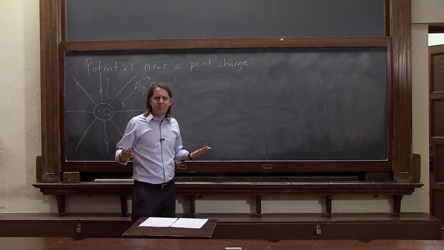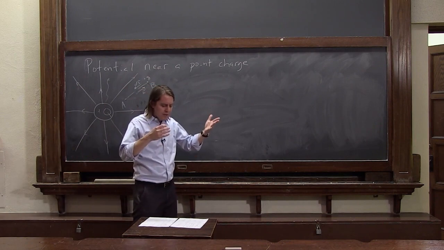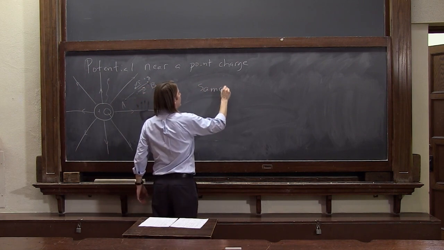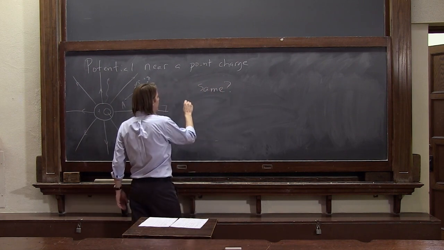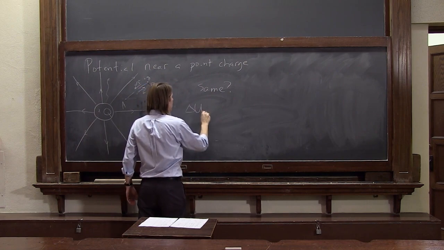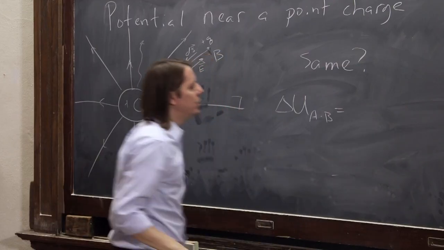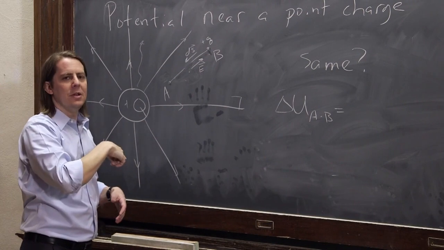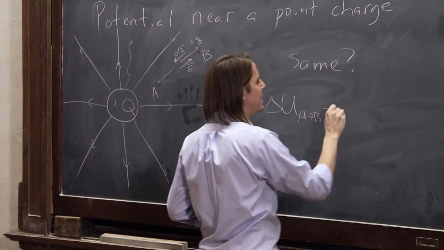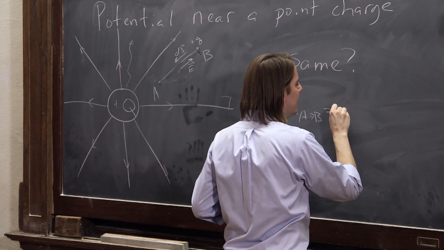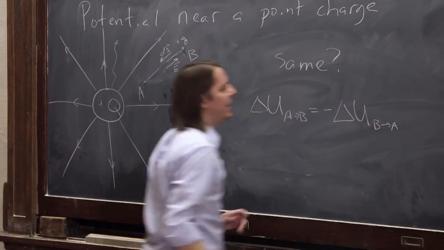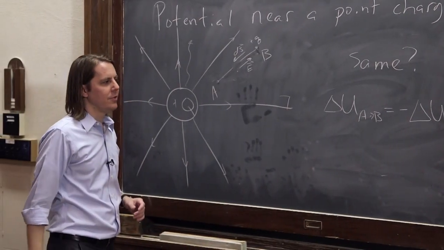So now the question is, are they the same? Did we go two different directions and get physically the same answer? Let's think about it for a second. We know that we have delta U. We went A to B. And you know that if you go one way or the other way, they should be the opposite of each other. They should be negative of each other. So delta U A to B should equal negative delta U B to A. Right? Should give us the same thing.